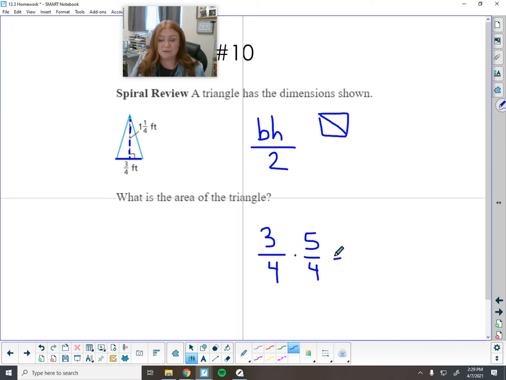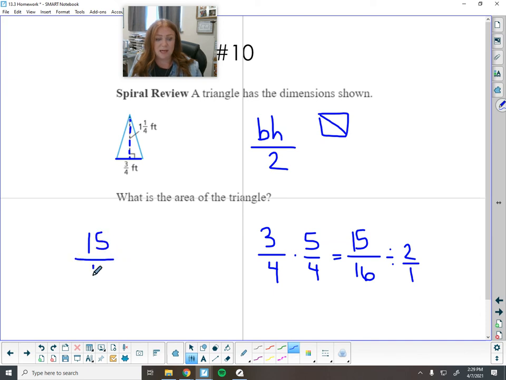So we're going to do this. So that is 15 out of 16, but then we're dividing it by 2. So that's 2/1. So we need to copy. This is what we have. This is what we're dividing by. Copy, dot, put another divide sign, copy, dot, flop will tell us our final area of this triangle.